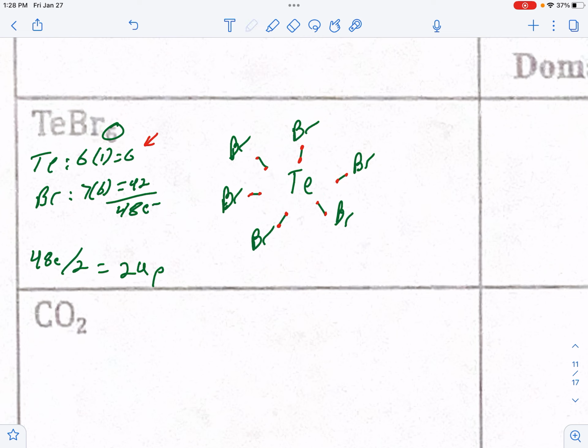Okay, now I've used up 6, so that means I've got 18 left. Now, each one of these terminal atoms can hold 3 more pairs, because remember, the perfect amount is 4 pairs, and they already have a shared pair on them. So now that one gets 3. This bromine gets 3.